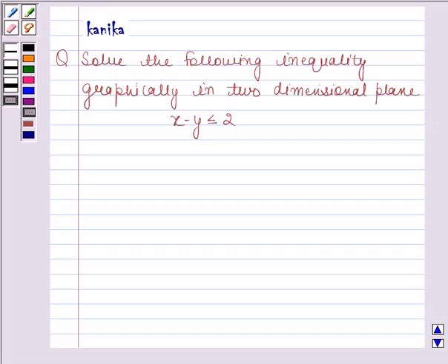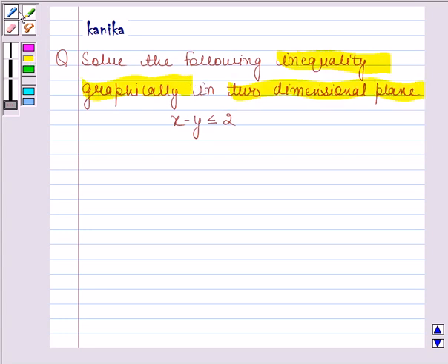Let's discuss the following question. The question says, solve the following inequality graphically in two-dimensional plane. x minus y is less than or equal to 2.